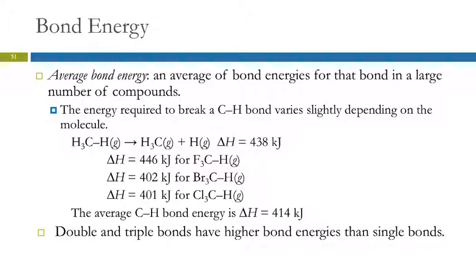The exact amount of energy needed to break the carbon-hydrogen bond is a little different depending on what molecule that bond is in. So what we do is we average the bond energies for that bond in a bunch of different compounds. So the average bond energy for carbon-hydrogen bond is 414 kilojoules. And we're just going to use the average. These are estimations of heats of reactions. They're not precise. Double and triple bonds have higher bond energies than single bonds, because that would be like breaking 2 sticks or 3 sticks, right? It's going to take more energy to break them.